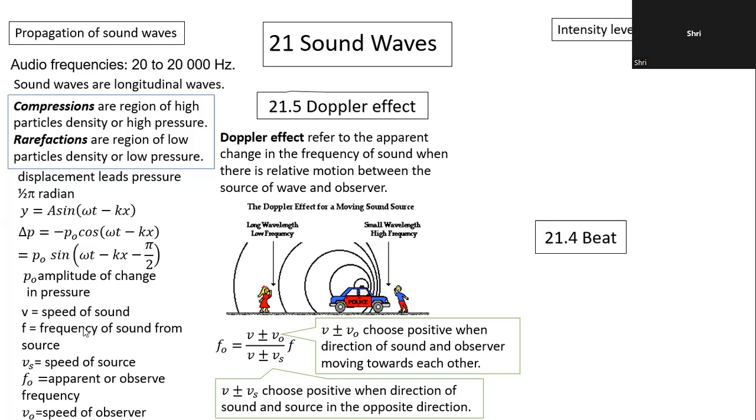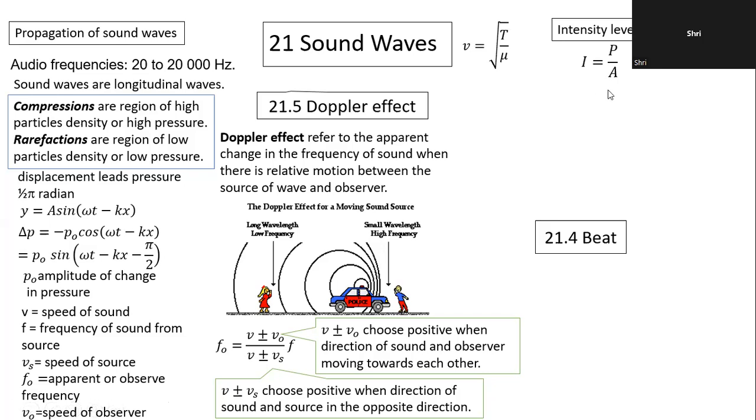Okay, V is the speed of sound. F is the frequency of the sound of the source. Vs is the speed of the source. F naught is the apparent or observed frequency. V naught is the speed of the observer. Then I need to remember this formula.